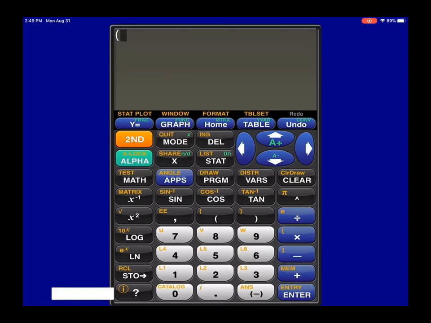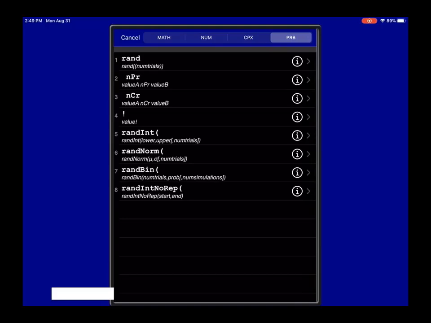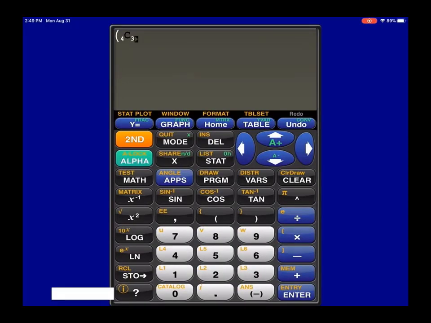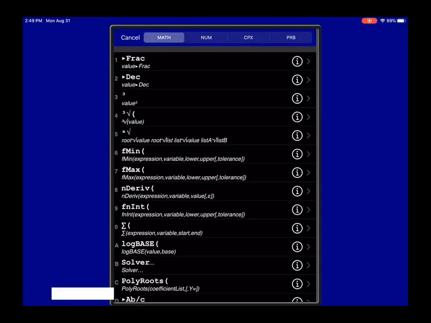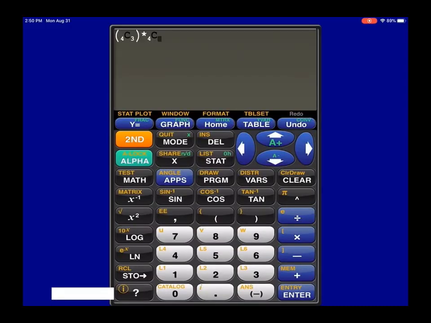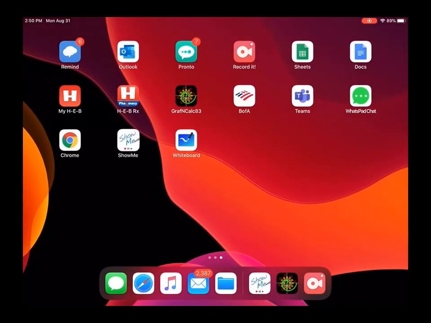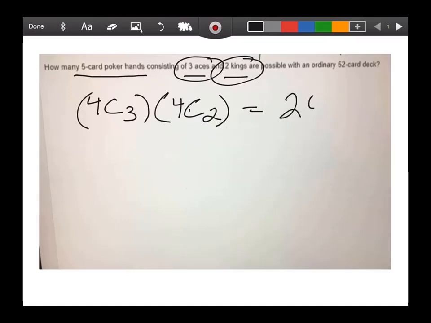So if you remember what I had before, I had 4. I'm going to go to math. I'm going to go to probability. I'm going to choose 3. If you notice, my cursor is real low, so I'm going to hit the little right arrow button, close my parentheses, and I'm going to go times, and I'm going to go 4, math, back to probability, and I'm going to choose 2. There we go. And I'm going to hit enter, and I'm coming up with 24. So right here, I'm just going to write in 24. And we're done.